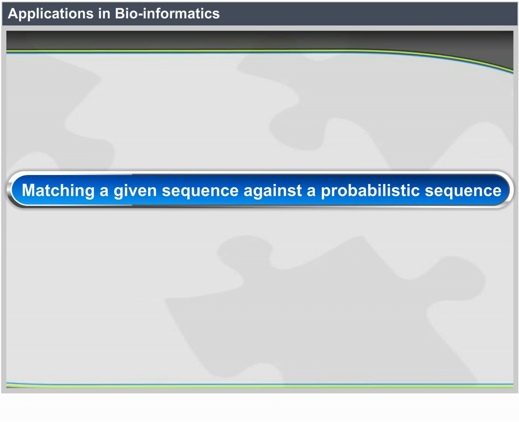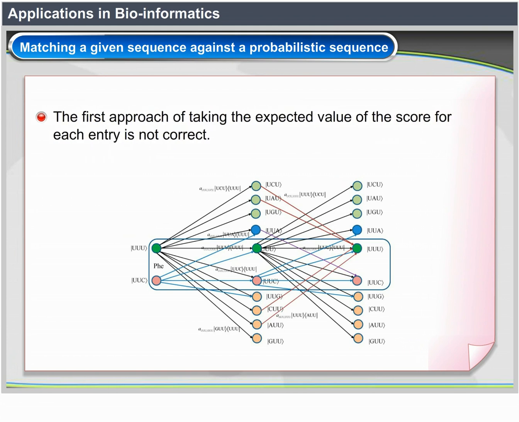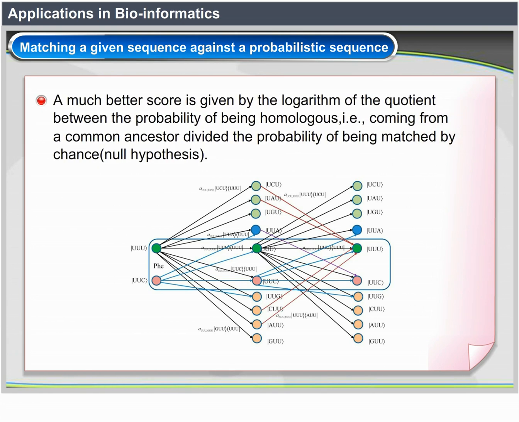Matching a given sequence against a probabilistic sequence. Scoring an amino acid against a probabilistic sequence is not completely trivial if it is done according to the standard Markovian model of evolution. The first approach of taking the expected value of the score for each entry is not correct. A much better score is given by the logarithm of the quotient between the probability of being homologous, that is coming from a common ancestor, divided by the probability of being matched by chance, the null hypothesis.